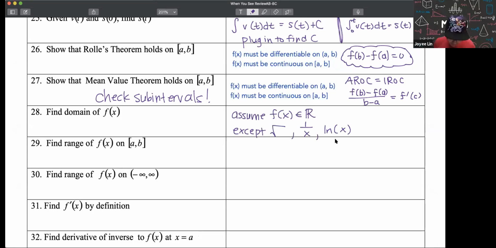I don't think you need 29 and 30, honestly. So I'm just going to skip those.